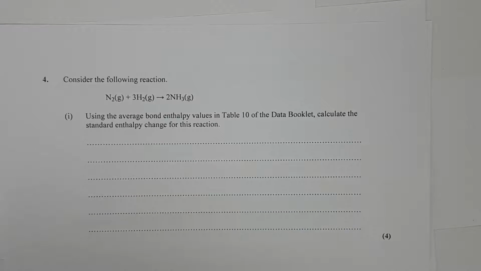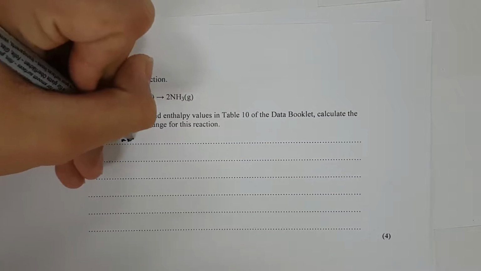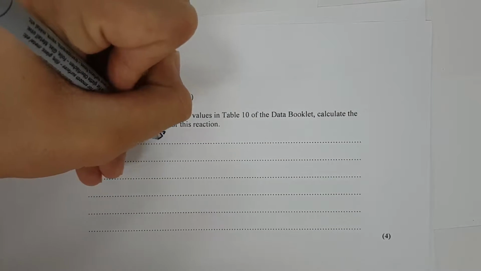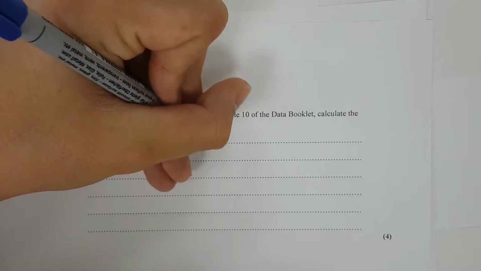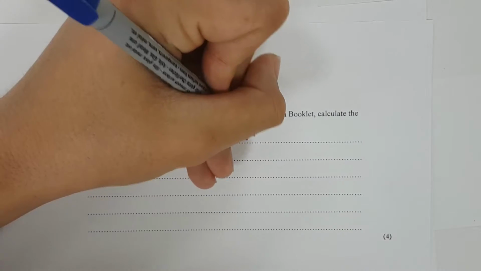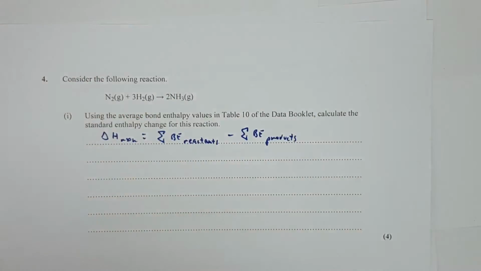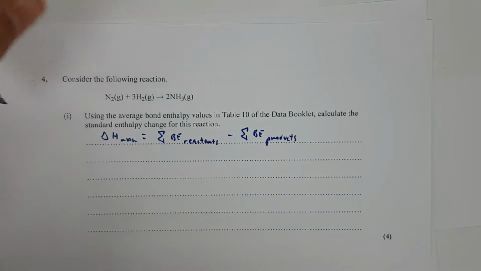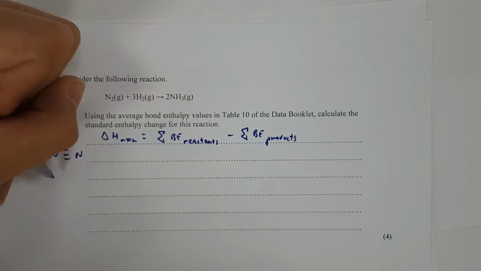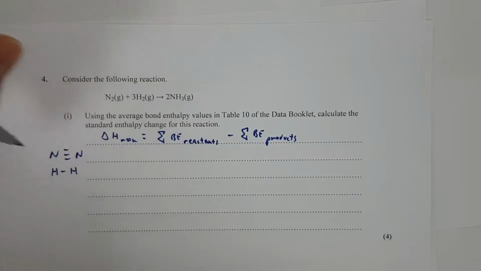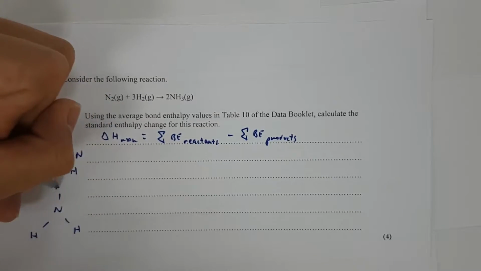So the formula to get the enthalpy using the bond enthalpy values is delta H of the reaction equals the sum of the bond enthalpies of the reactants minus the sum of the bond enthalpy of the products. And then to find those bond enthalpies and which bonds we're using, we just draw the molecules. So it's N bonded to N, H single bonded to H, and for NH3 it's N with 3 H bonds on it.